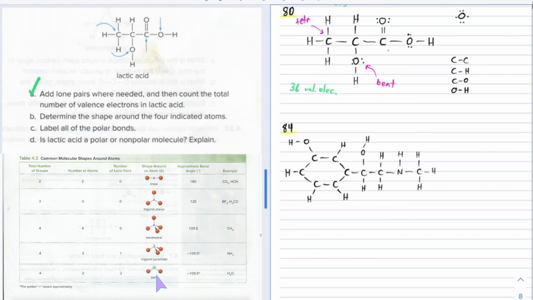And then this carbon right here, I count 1, 2, 3 atoms, 0 lone pairs. So 3, 0. That's trigonal planar. Trigonal planar. And then the last one is this oxygen right here. That is just like that oxygen, 2 atoms, 2 lone pairs. So 2 atoms, 2 lone pairs. That one is bent as well.